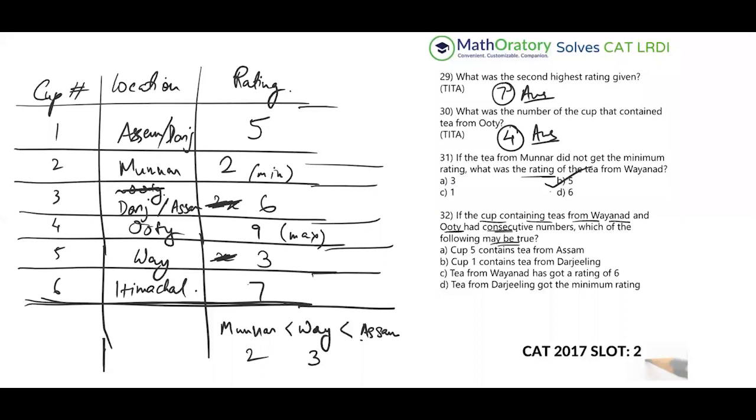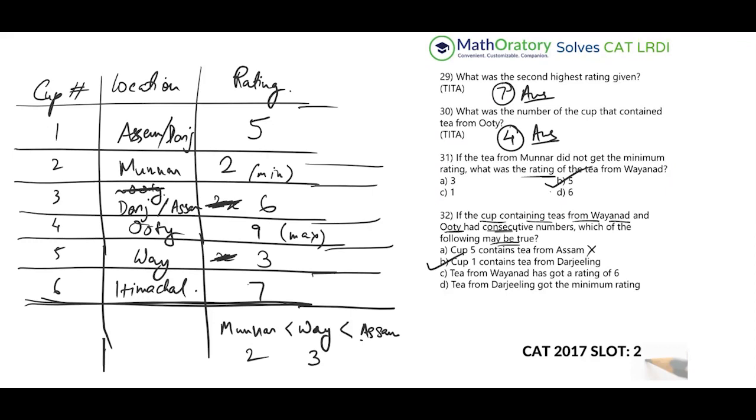So let us look at the false ones. First option says cup 5 contains tea from Assam. Cup 5 cannot contain tea from Assam, so this is false. So this is out. Cup 1 contains tea from Darjeeling. Cup 1 may contain tea from Darjeeling, right? So that is correct. So this is the answer.